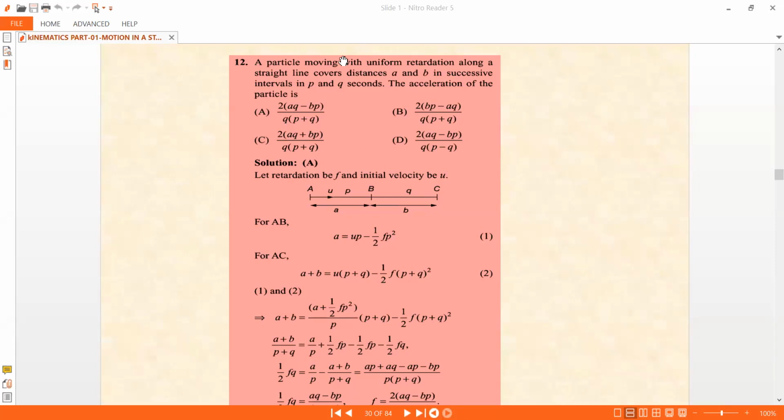The topic of discussion here is motion in a straight line. And now here we are solving a problem. Now in this particular video, the problem goes like this.